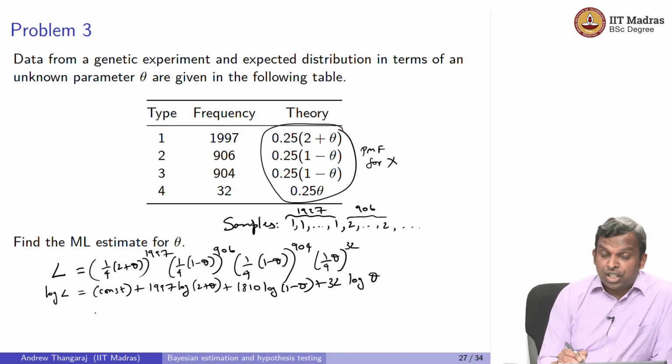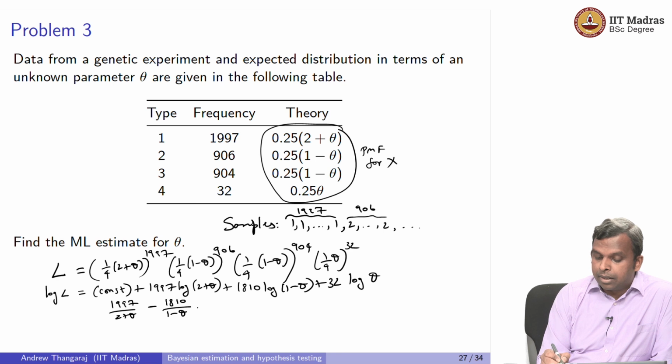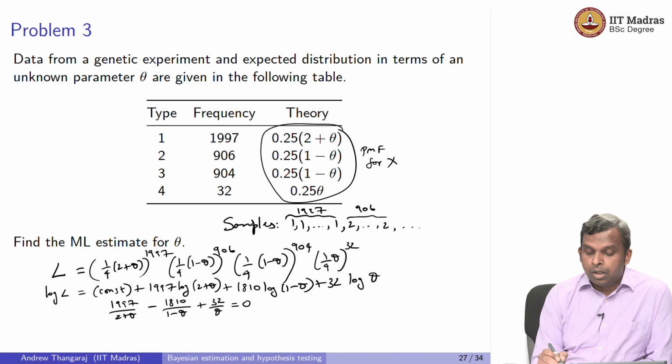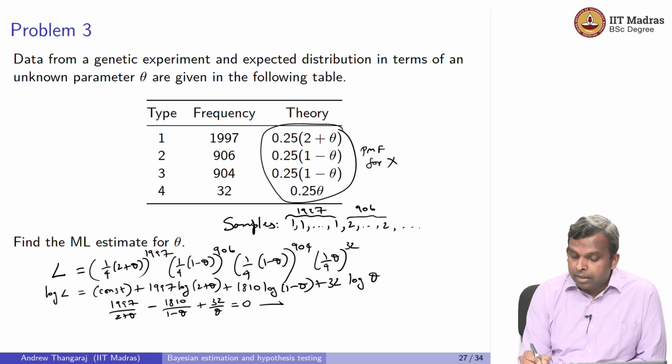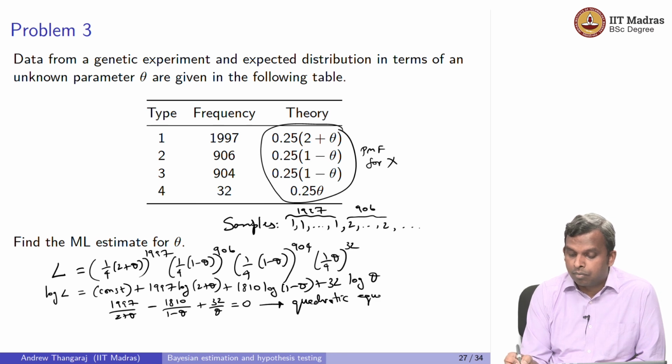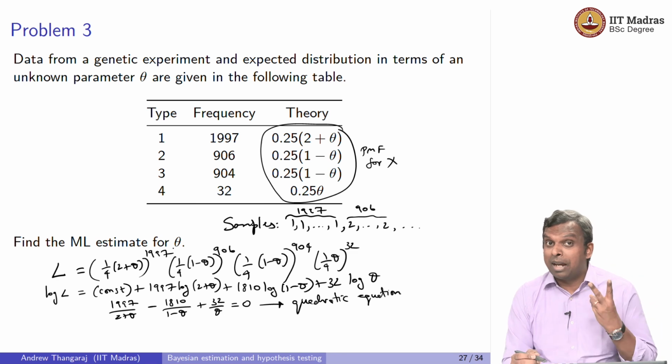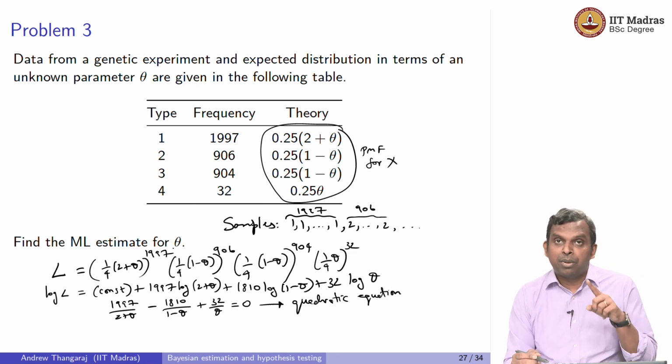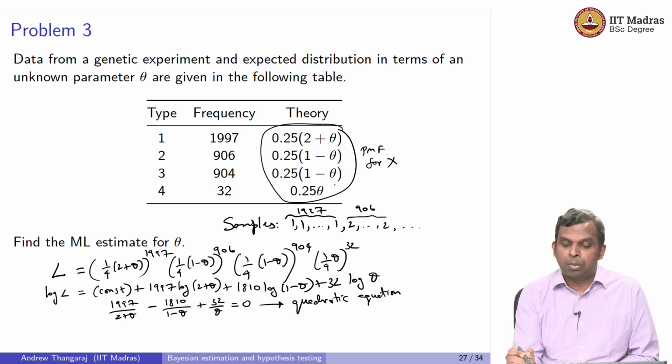Now I'm going to differentiate and equate to 0. So I'll get 1997 by (2 + theta) minus, because there is a 1 minus theta, right? 1810 by (1 - theta) plus 32 by theta equal to 0. If you rewrite this, this will give you a quadratic equation, and you can solve it and you will get your theta hat. Your quadratic equation may have two values. Only one of the values will be between 0 and 1. The value of theta is known to be between 0 and 1.